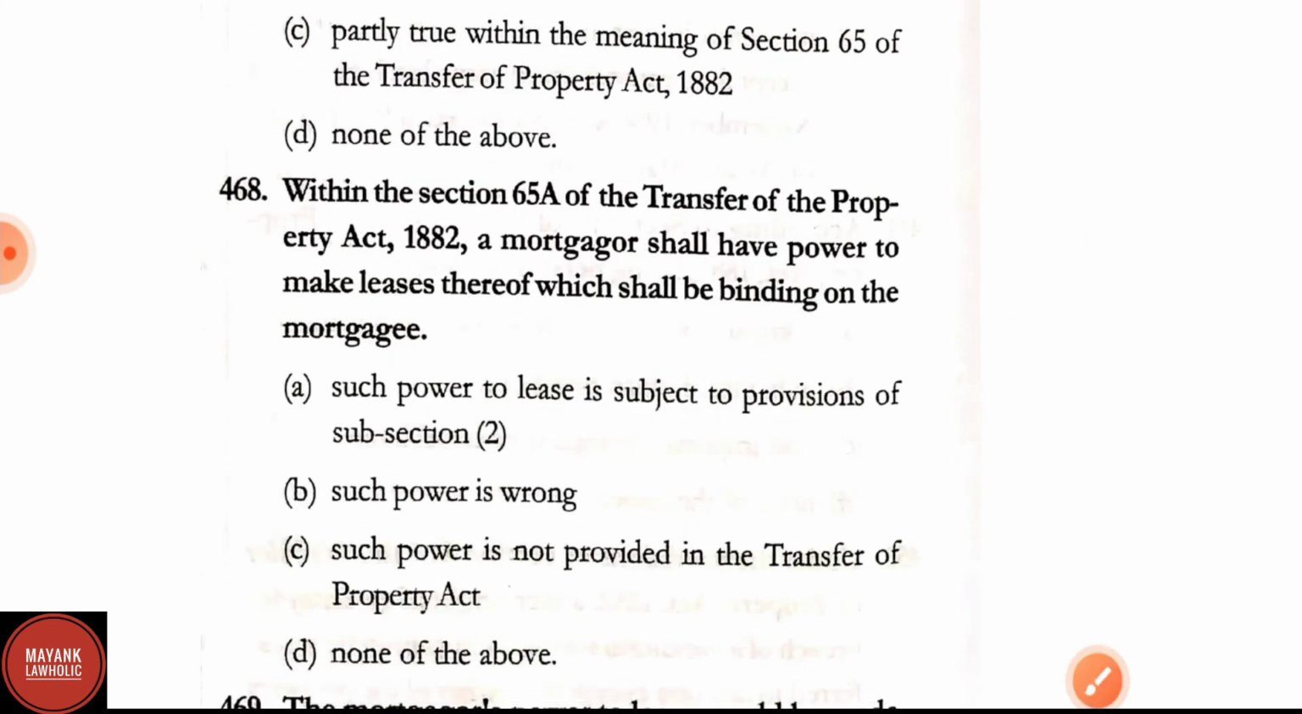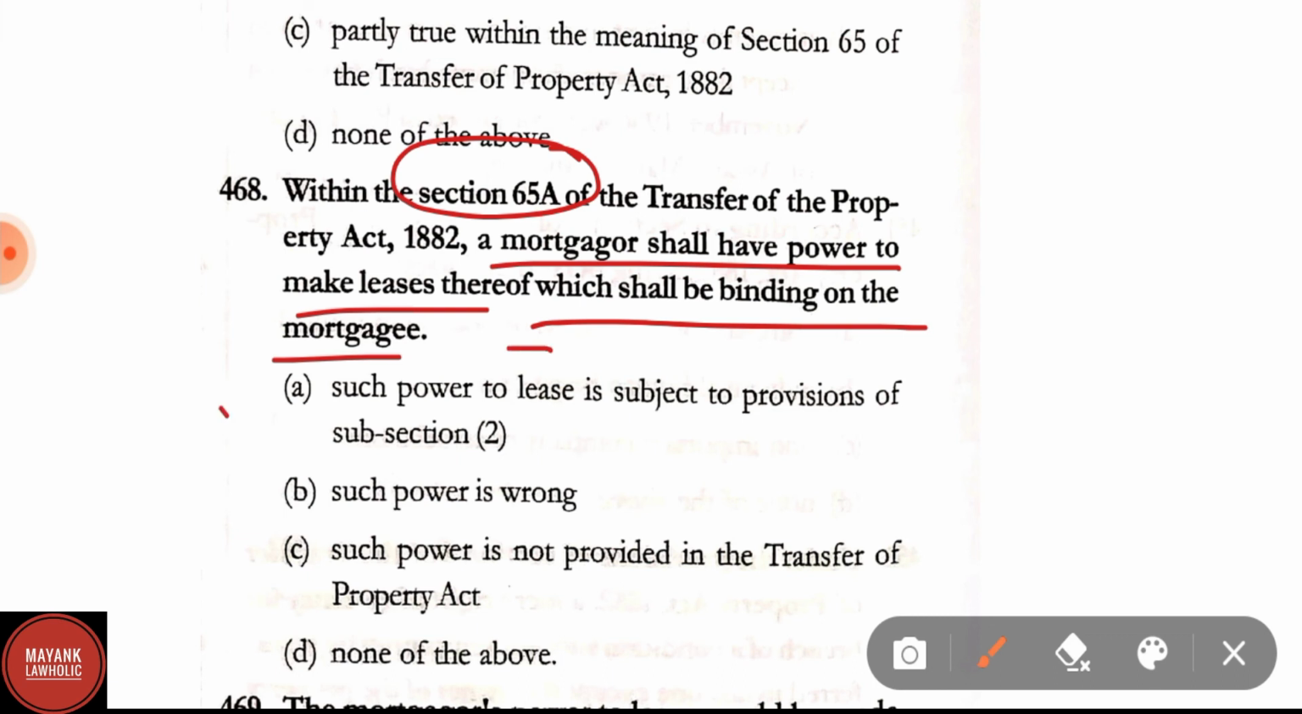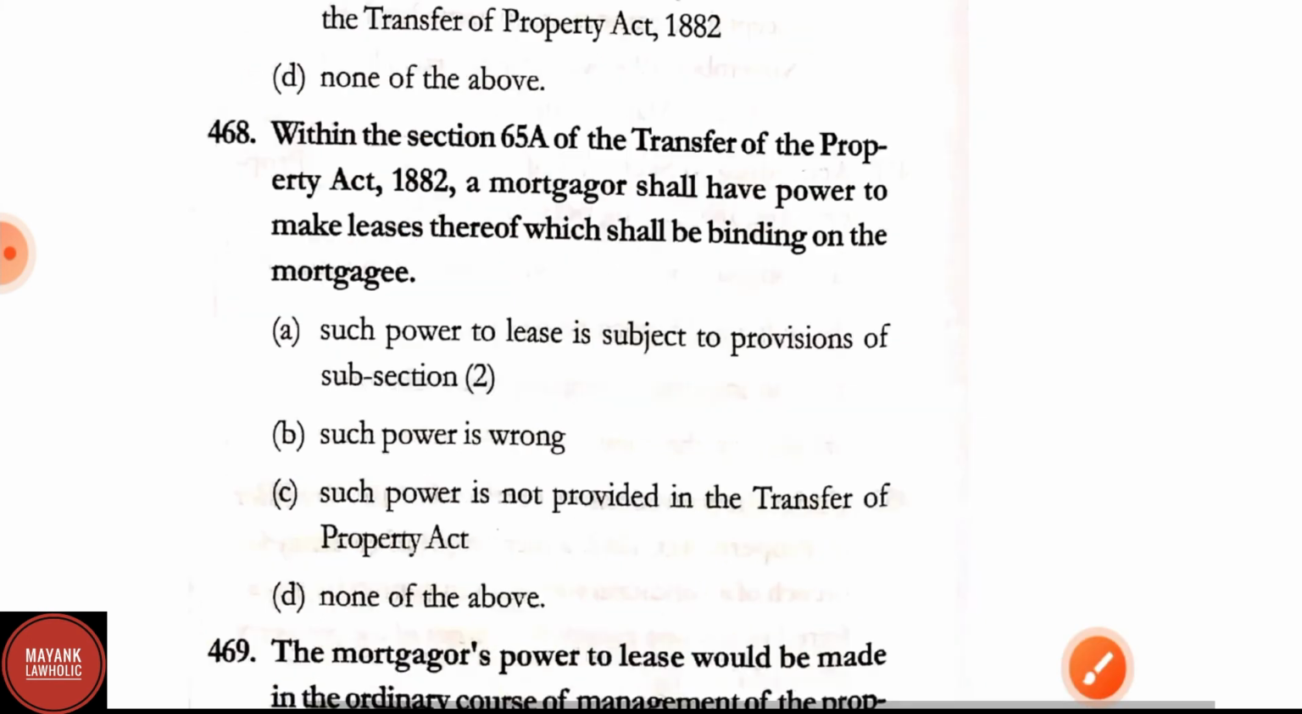Question number 468. Within the meaning of Section 65A of the Transfer of Property Act, mortgagors shall have the power to make lease thereof which shall be binding on the mortgagee. Option A, such power to lease is subject to the provision of subsection 2. Option B, such power is wrong. Option C, such power is not provided in the Transfer of Property Act, and D, none of the above. Here, correct answer is option A. Such power to lease is subject to the provision of subsection 2.